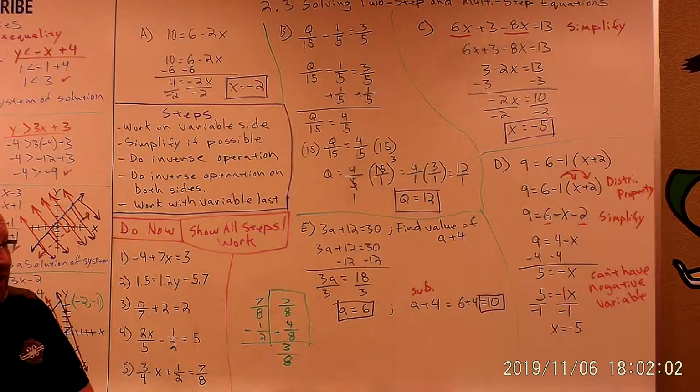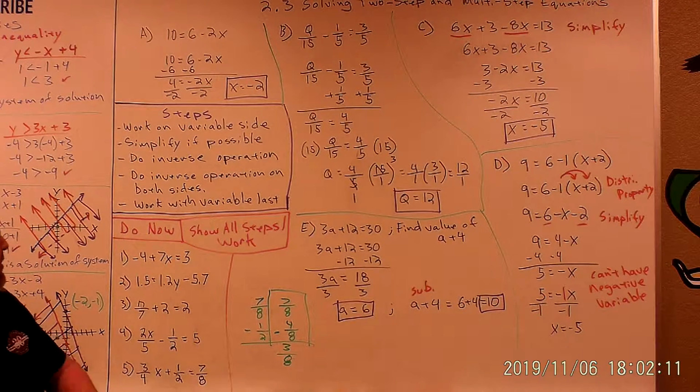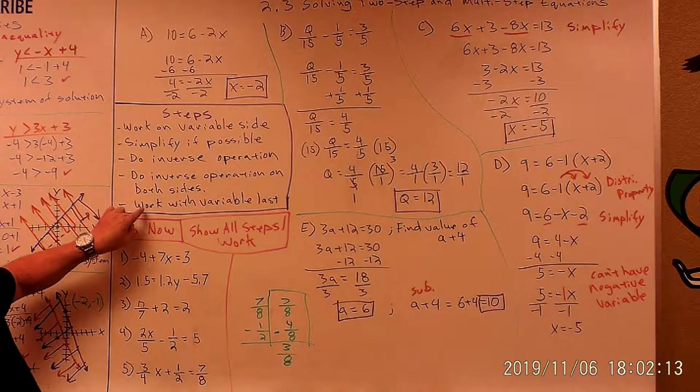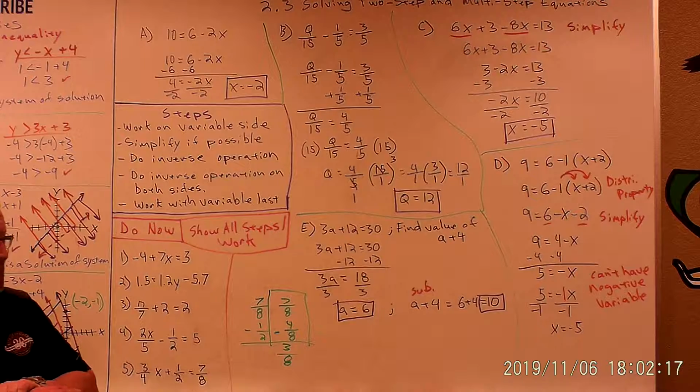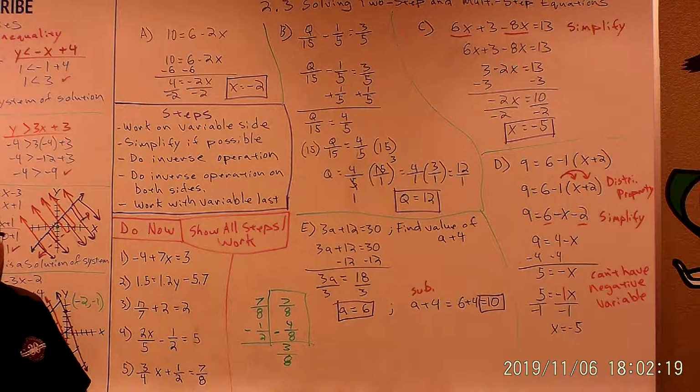If we need to go through this or you struggle in an area, just make a note and we will cover it tomorrow when I am back. But really nothing new except for simplifying and working with a variable last when it comes to multi-step problems. All the rules are the same. We're using inverse operations to solve for them.